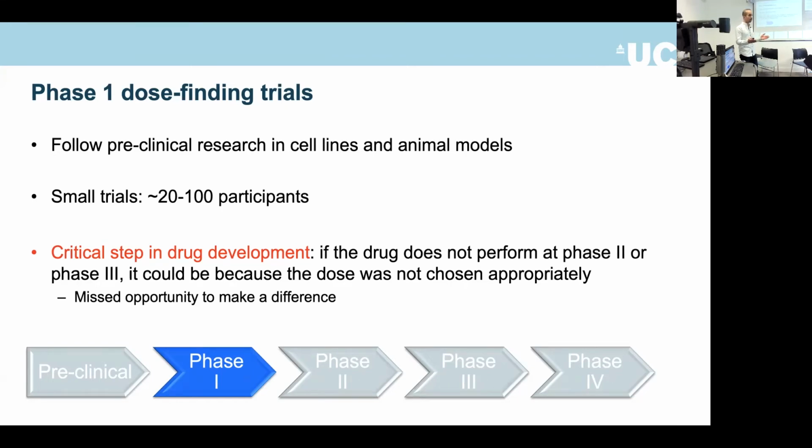And it's a very important step in the development process of a new drug or a new compound. If a drug doesn't perform as expected at phase 2 or phase 3, it might well be that it's because the dose that was chosen is not appropriate. And that would be a missed opportunity to make a difference. So we are talking about phase 1 studies in this talk.